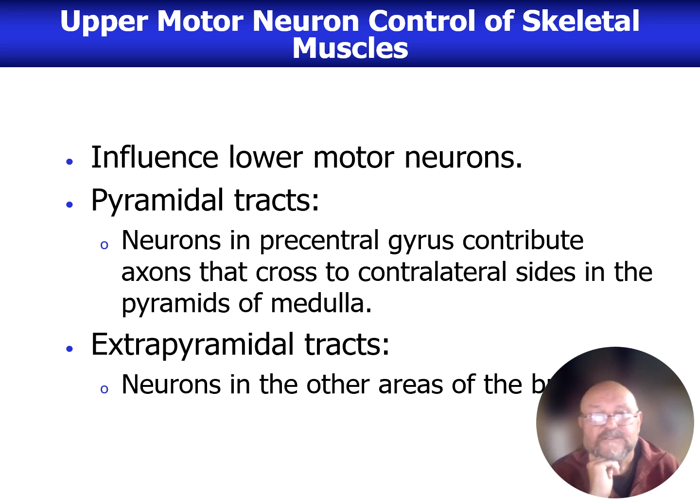The pyramidal tracts are running from the precentral gyrus, and they cross over to the contralateral sides of the pyramids of the medulla. Extrapyramidal tracts are from neurons in other areas of the brain. So these tracts are coming down from the brain, and they're affecting the lower motor neurons and therefore affecting the muscle contraction and movement and coordination of that.